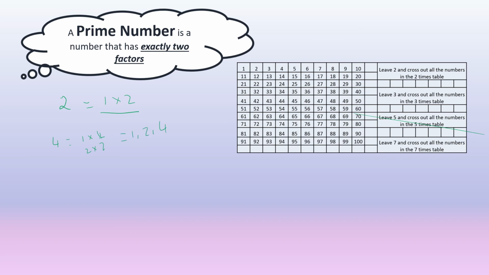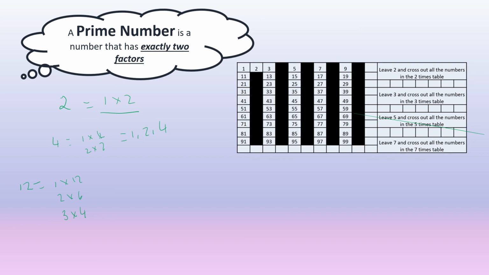Or if we took the number 12, yeah, we'll do 12. We could do 1 times 12, 2 times 6, 3 times 4. So we've got a few factors there. So let's cross out those numbers. And then we're going to look at our 3. So the number 3, you can only have 1 times 3. No other numbers are going to go into that. But if we take the number 9, for example, that's left over, we could do 1 times 9 and 3 times 3. So we have more than 2 factors.